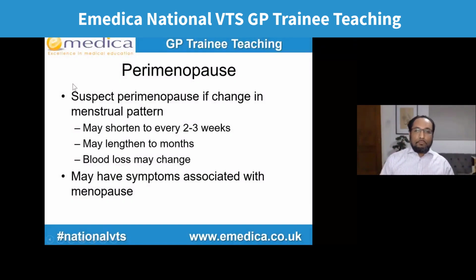So perimenopause. When to suspect perimenopause? If someone's got a change in their menstrual pattern, that could be that it's become shorter than usual, or longer, or flitting between shorter and longer. And the blood loss, it may be that often it becomes a bit heavier actually, but sometimes it also goes the other way. It can become a bit lighter. It's very unpredictable. If they've got that, you should suspect it.